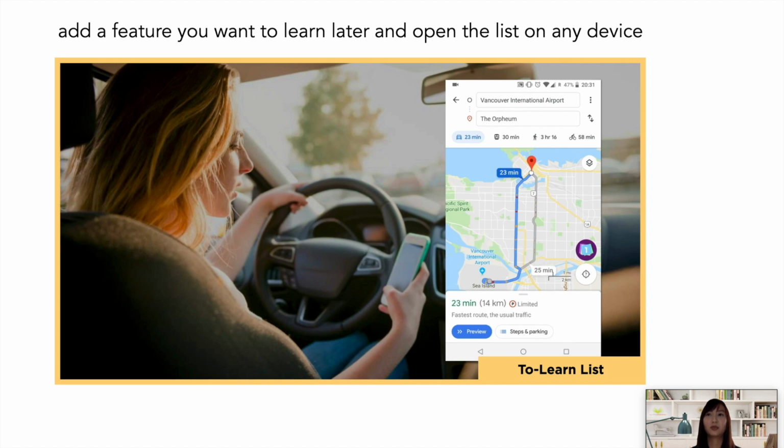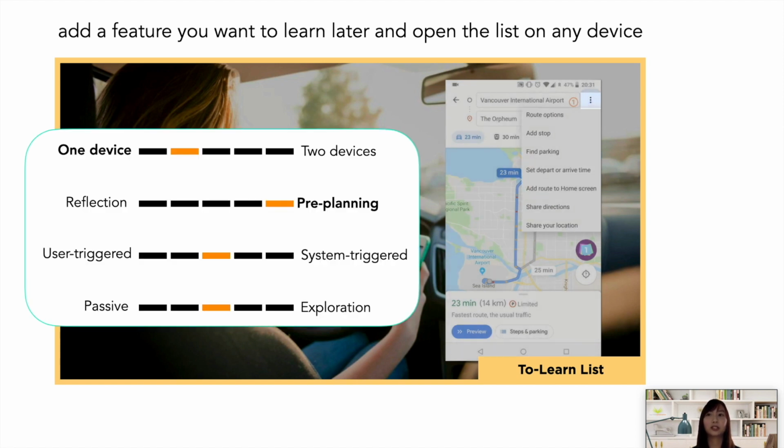After that, you can open the list at any time from any device. Say you open the list from your smartphone. If you choose a learning item and then click the Learn Now button, a guided tutorial will start and it will help you find the feature on the device that you are currently using. Related to the design dimensions, this concept leans towards one device involved, emphasizes pre-planning, and positions in between the automation and the learning approach dimensions.